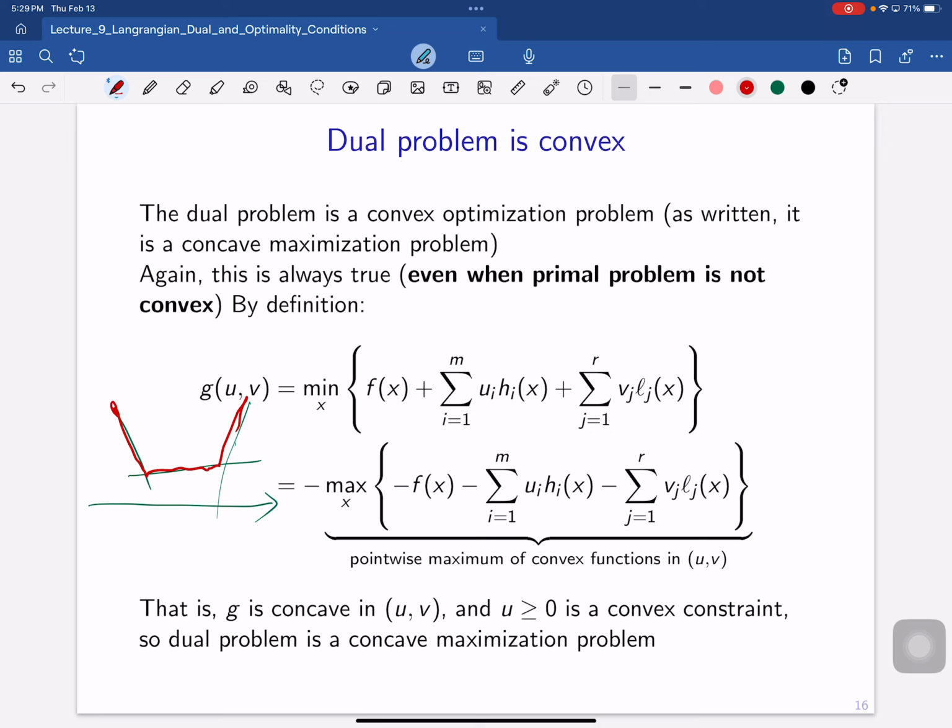Since the problem can be seen as a pointwise maximum over convex functions in u and v, in this case actually linear functions in u and v, therefore this side is a convex function in u and v. And then the minus of a convex function would be a concave function. So you are taking the maximization over a concave function. That's why it is a concave maximization problem, and that's a convex problem per se. Okay, so that's a property to remember. We will come back to this property again when we show you the Lagrangian dual for mixed integer programs.